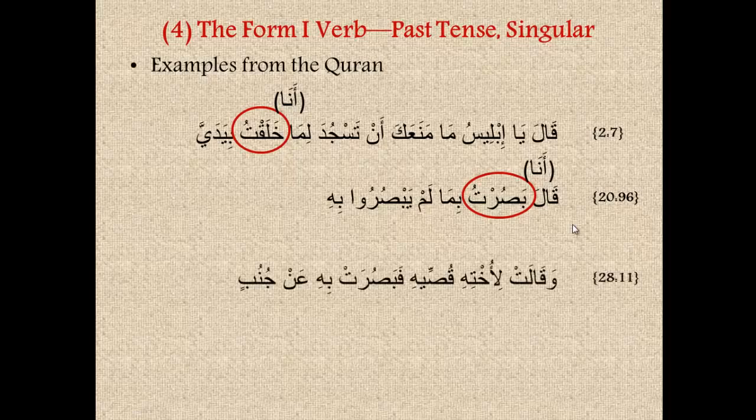In the next example, we have in verse number 11 of Surah number 28, Al-Qasas, وَقَالَتْ لِأُخْتِهِ قُصِّيهِ فَبَصُرَتْ بِهِ عَنْ جُنُوبٍ. The verb here is بَصُرَتْ. Fa, you can ignore that for now. The verb is بَصُرَتْ. This is after the pattern فَعُلَتْ. We hear the t at the end, the ta sakina. This tells us the verb is conjugated for hiya. So she is doing this action. وَقَالَتْ لِأُخْتِهِ قُصِّيهِ فَبَصُرَتْ بِهِ عَنْ جُنُوبٍ.